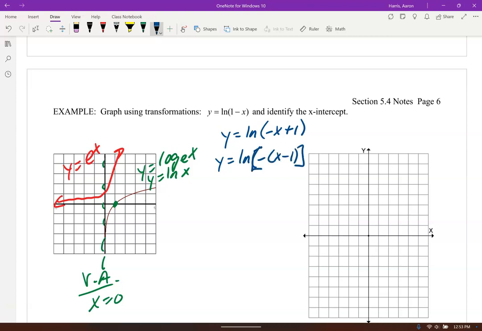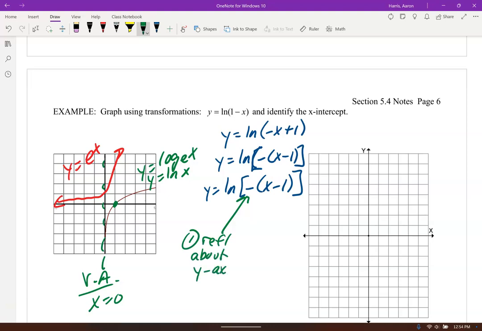I should make that a bracket. So what I have is the natural log of negative x minus 1. This will show us our transformations. So number 1 is I'm going to have a reflection about the y-axis. Starting instead of 1, 0, flip it over, negative 1, 0. And so I look like that now. I still have the vertical asymptote x equals 0, but I've just reflected it about the y-axis.